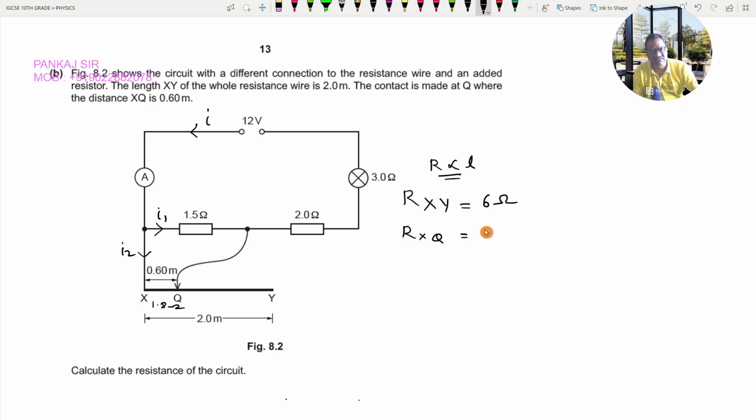This is the thing that you have to find out. So 6 ohms is the resistance for a length of 2 meter. What will be the resistance when the length is 0.60 meter, that is for XQ, isn't it? XQ length is 0.60 meter. So here the answer will be 6 times 0.60 divided by 2. Now here I want to caution the students, okay?